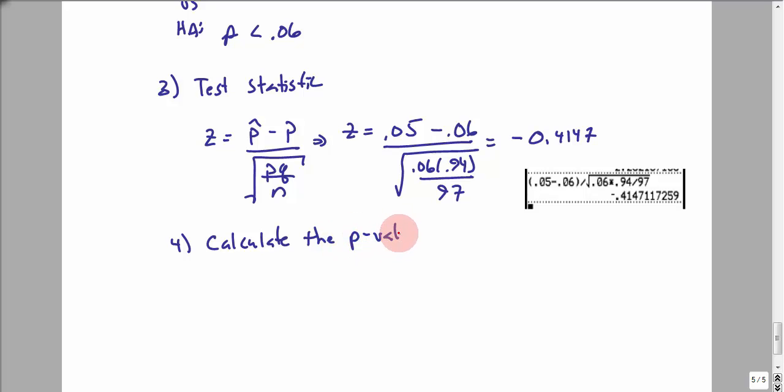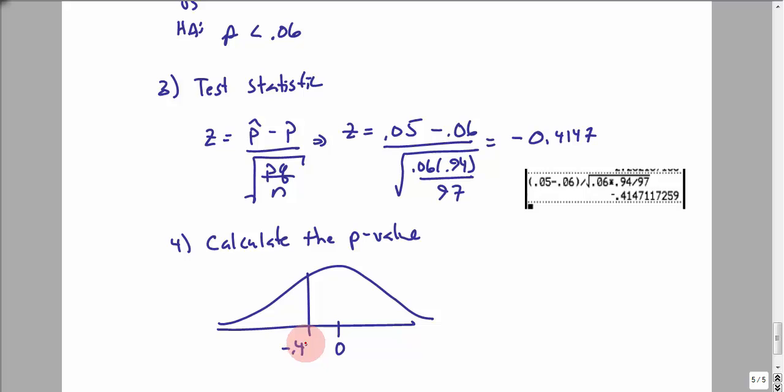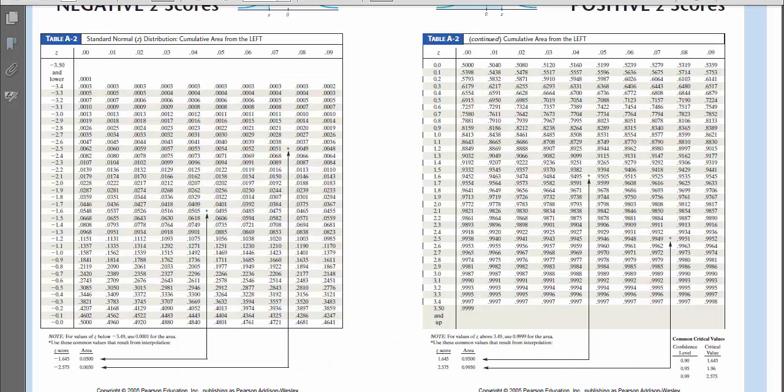So calculate the p-value. Nice little picture here. Mean is 0. Here's my p-value, negative 0.4147. My alternative hypothesis tells me that this is a left tail test. So this area shaded to the left is my p-value. Now there's several different ways I can find this. Let's go ahead and look at our normal tables first.